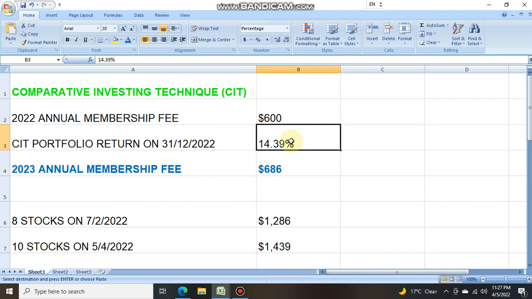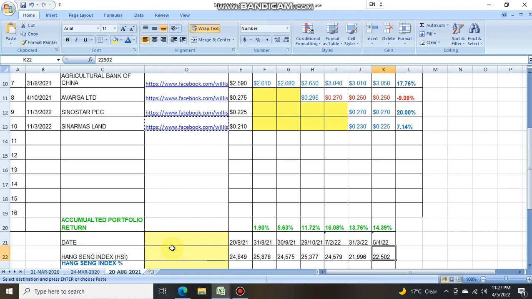Alright, so with this assumption, the following year of 2023 annual membership fee will be $686, right? Rounded off to the nearest dollar. As you can see from the trend so far, the portfolio return is always on an upward trend, right? Because along the way, asset prices will continue to rise as the companies continue to perform. When that happens, the share price will also increase, and you will see the portfolio return also increase, right?